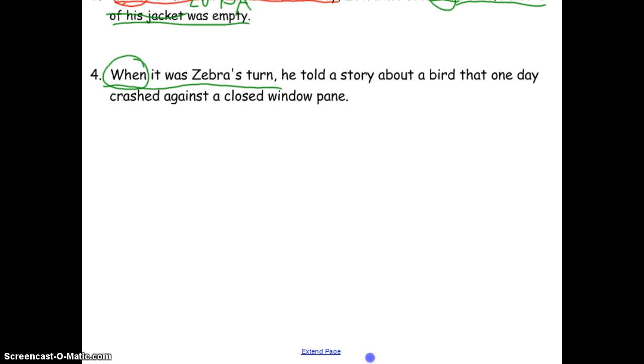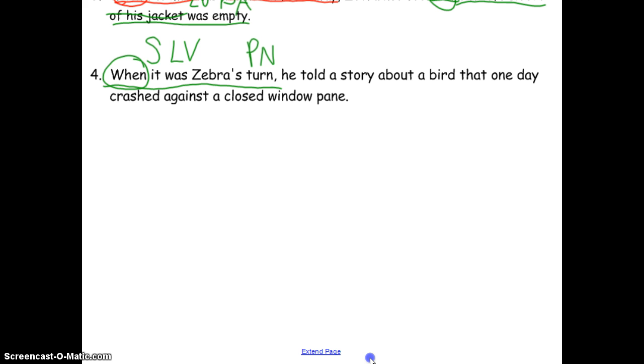It was Zebra's turn. If it said just Zebra, I would say that could be the subject, but it doesn't say Zebra. What does it say? It was his turn, so that's a possessive. That can't be your subject. It is your subject. Very good. Was is a linking verb. Very good. It's a noun. It's got a modifier before it. Zebra's turn. Good job.